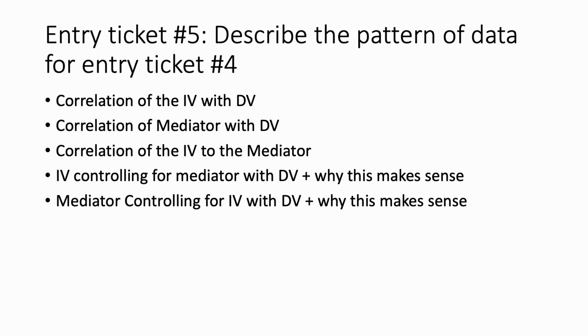Because those 5 relationships are so important, describe the pattern of data or results you would expect for your earlier entry ticket. Okay, the one where you designed your own experiment. So tell me, do you expect the IV to be correlated with the DV? Do you expect the mediator to be correlated with the DV? Do you expect the IV to be correlated with the mediator? Do you expect that the IV controlling for the mediator will be correlated with the dependent variable? Yes or no? And why does this make sense? And then finally, do we expect the mediator controlling for the IV to be correlated with the dependent variable?